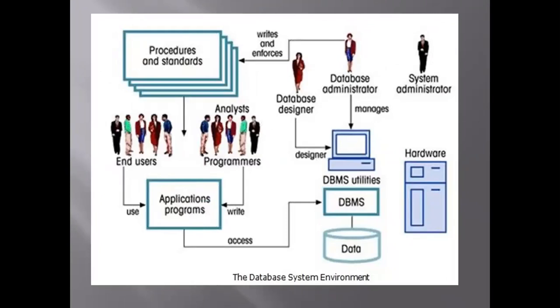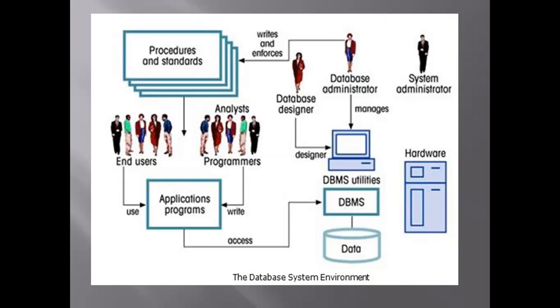Now, if we take a look at this figure, we can see the different components we just talked about. Here we have users, application programs, the database management system, and the data repository or the database. Let's talk about the application program. As we see, it acts as an intermediary between the user and the DBMS. The application program is accessed by the DBMS, and users can also access the application program.